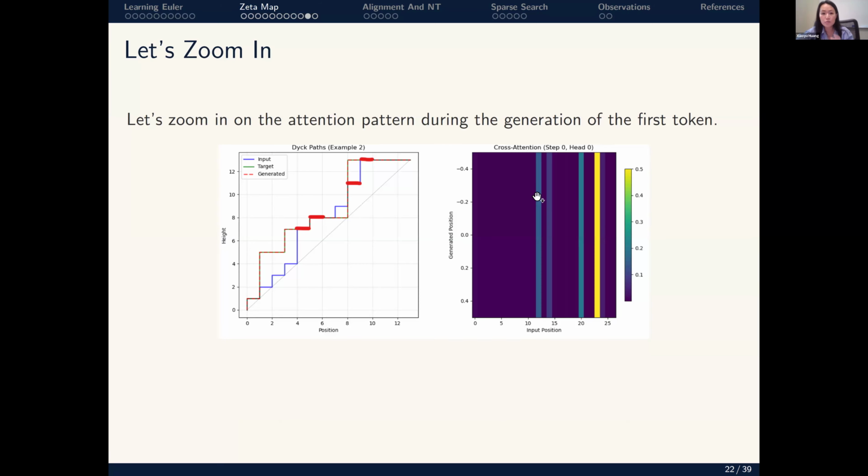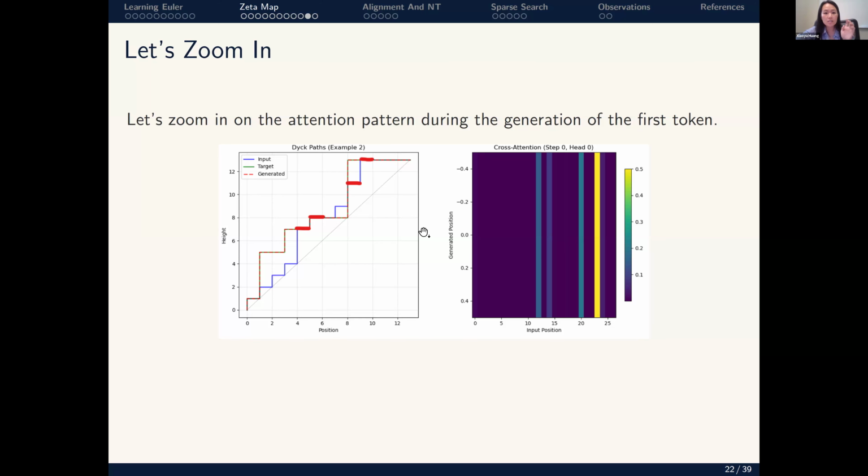Another hint is that if we zoom in to the attention pattern during the generation of the first token, you're just going to have a 1 times 26 matrix, because the semi-length is 13 here. So you just see a bunch of columns. The picture on the right, the cross-attention matrix, has just 4 columns. That means that there are only 4 positions in the input that mattered when you generate the first step in the output. And if you try to map where in the input sequence would matter when you generate the first token, I mark these in red.